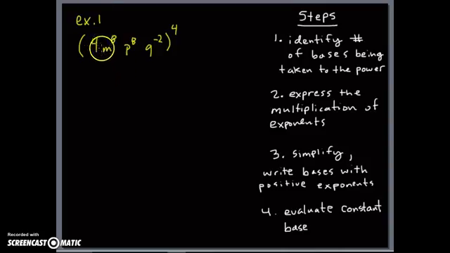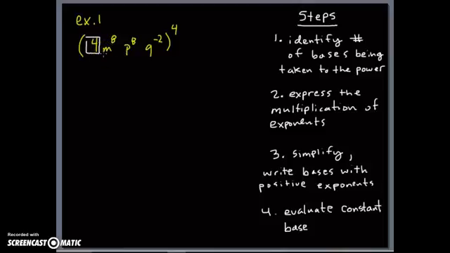Example number 1. So here we have 4m to the 8th power, p to the 8th power, times q to the negative 2nd power, and that is all being taken to the 4th power. So our first step will be to identify the number of bases. And we're going to include the constant as one of our bases, and I'm going to just box it, that way you know it's a little bit different than our variable bases.